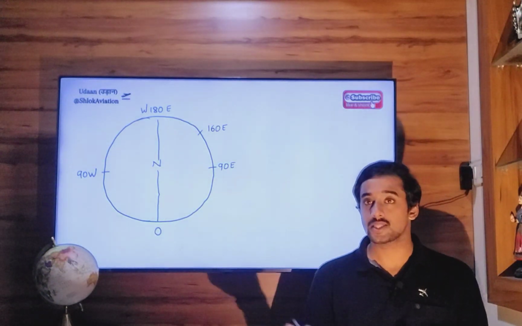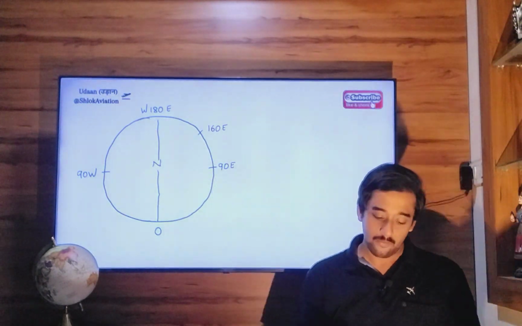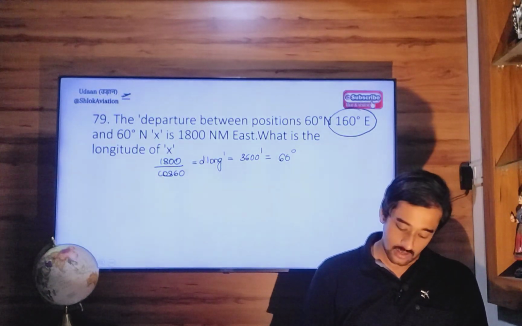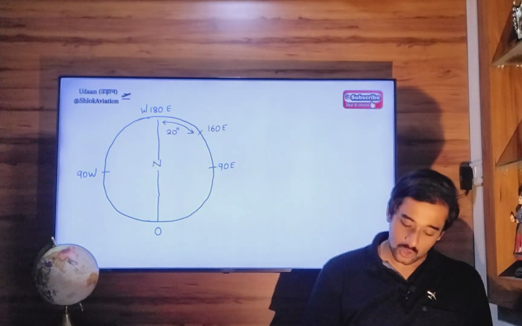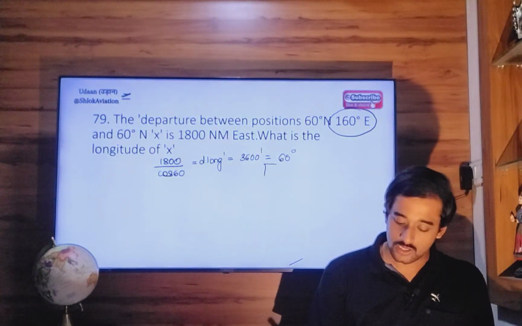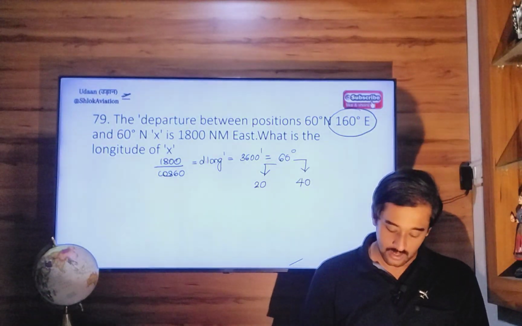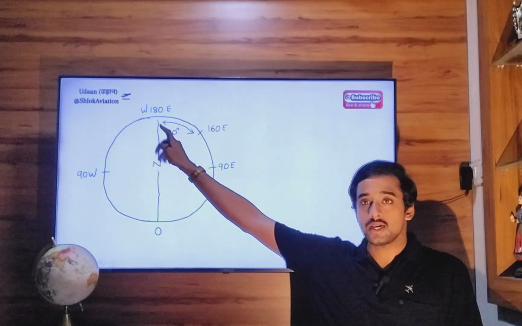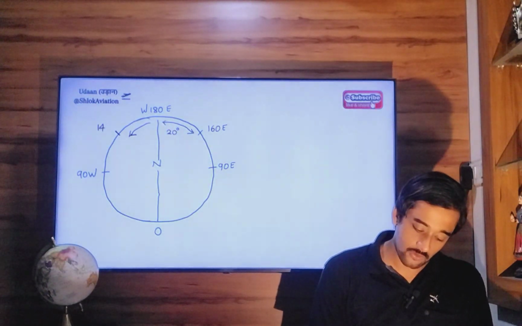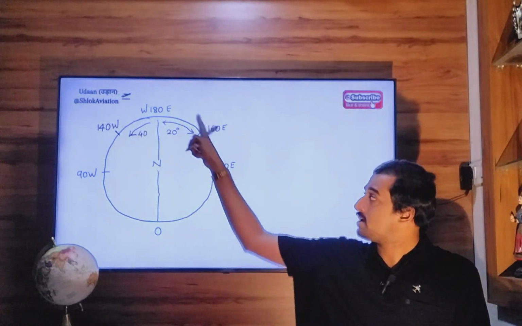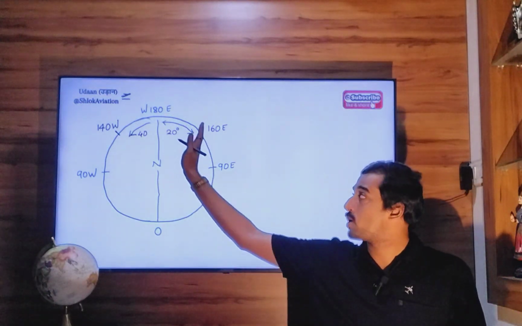Now there are two possibilities. If the destination is to the east of 160 east, our destination will be, this is 20 degree. Total D long is what? 60 degree. So 60 will be divided into 20 and 40, two parts, 20 degree and 40 degree. So 20 degree will be in the eastern hemisphere, remaining 40 degree will be traveled in the western hemisphere. So this will be 140 west. 180 minus 40 is 140 west. This is if your destination is to your east.